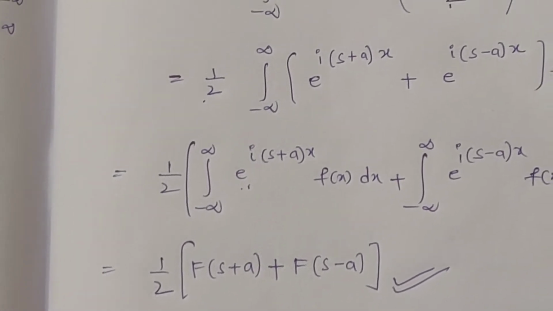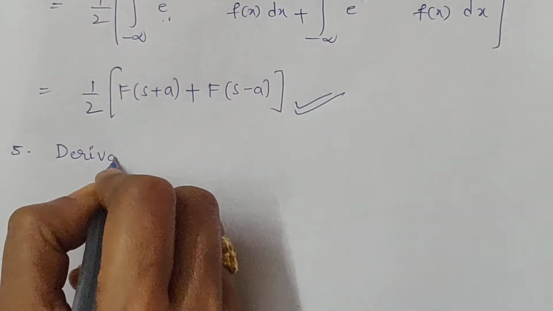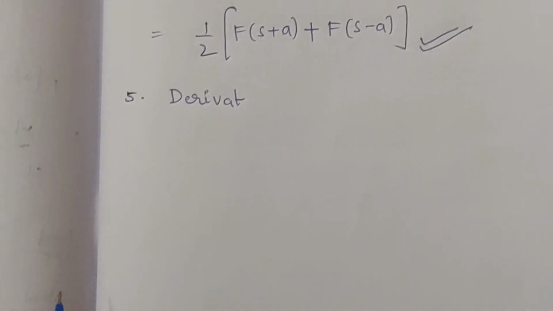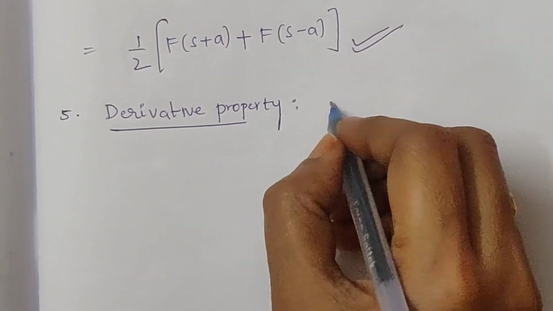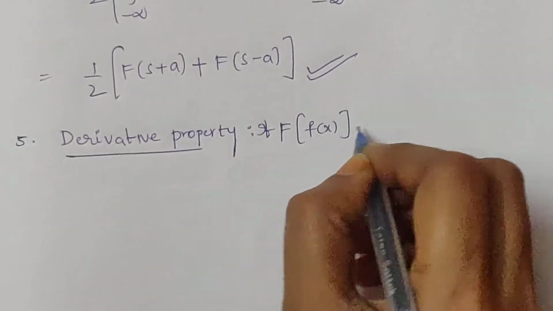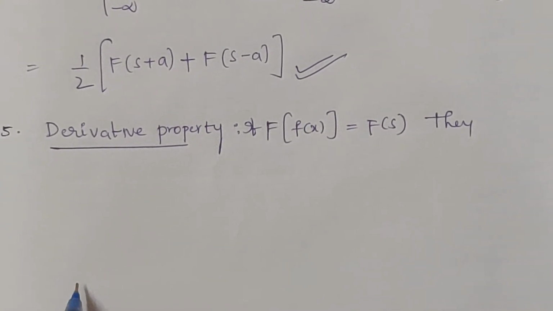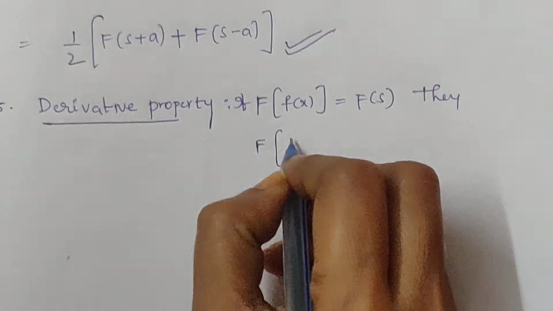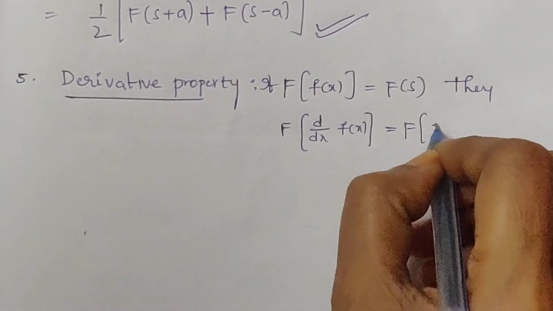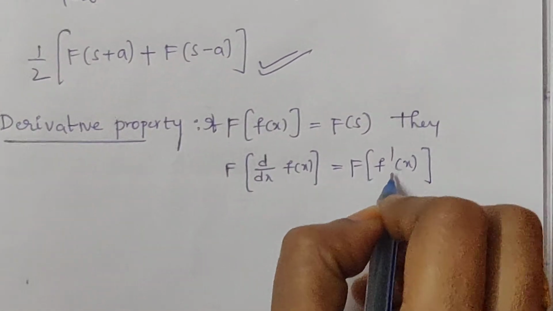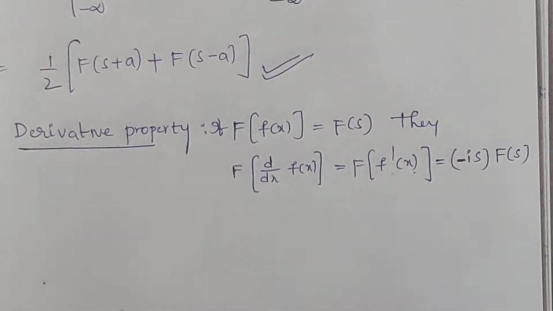And the fifth property is the derivative property. Its statement is: if the Fourier transform of the function f of x equals F of s, then the derivative property means we are going to find the Fourier transform of the derivative of f of x. Then the Fourier transform of the derivative of f of x, that is d by dx of f of x, in another notation the Fourier transform of f dash of x, equals minus is times the Fourier transform of the function f of x.